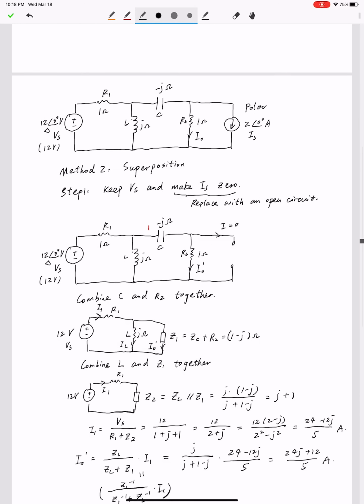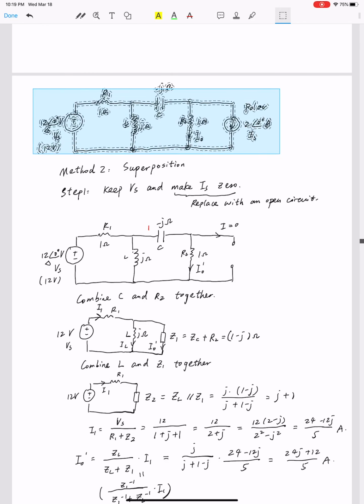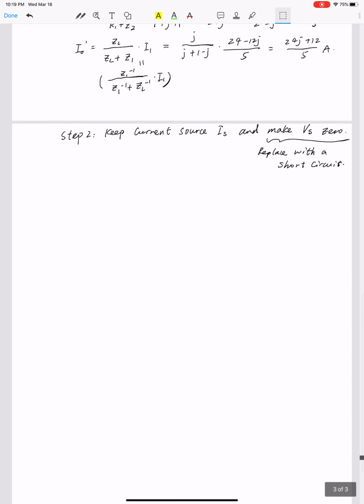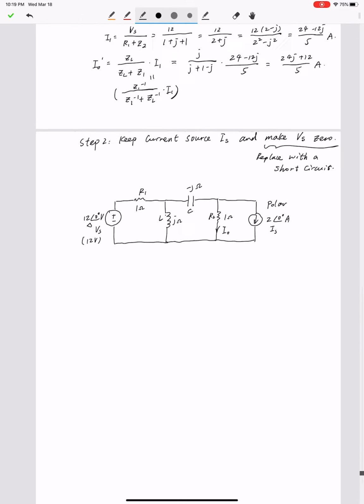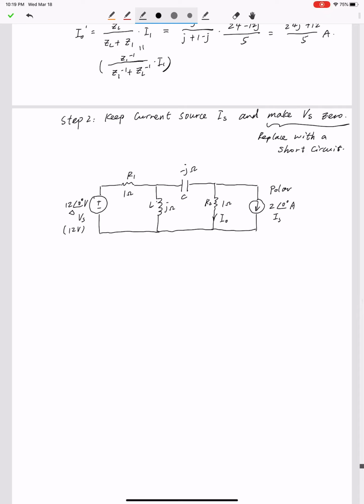Alright, so let me copy this diagram first. Okay, copy. And this time we're going to remove the other source, which is the voltage source. So let's get rid of the voltage source and replace it with a short circuit, which means we need to connect these two separate points with a short circuit, with a jump cable. Alright, and let's name this time I naught as I naught double dot.